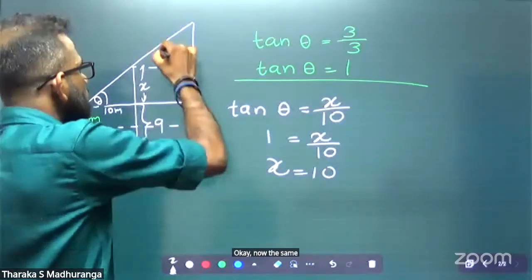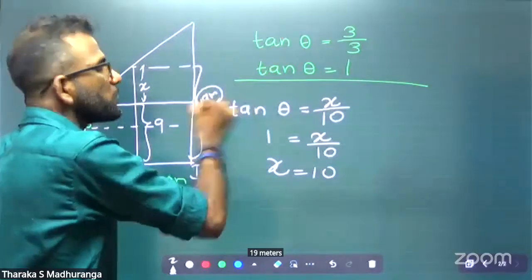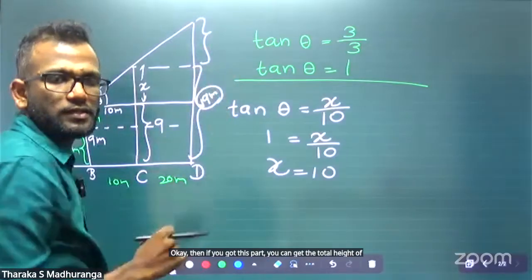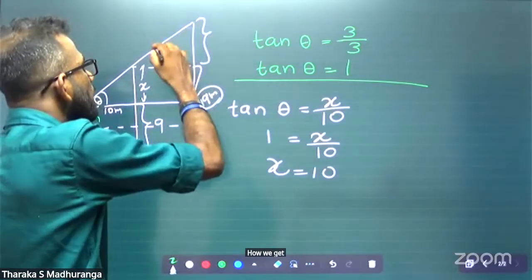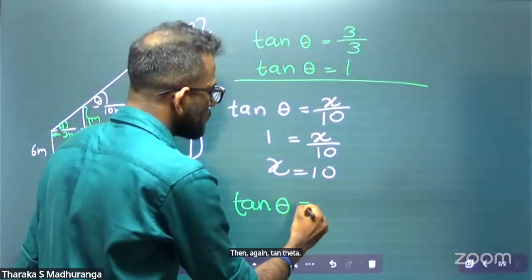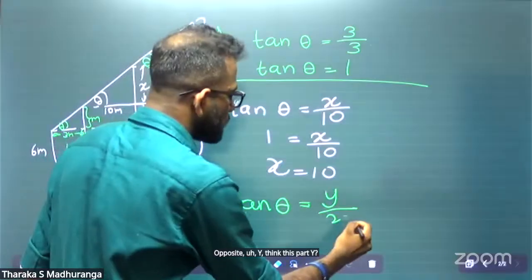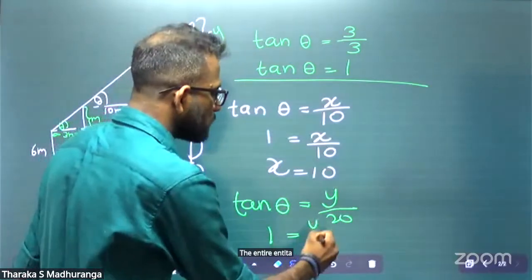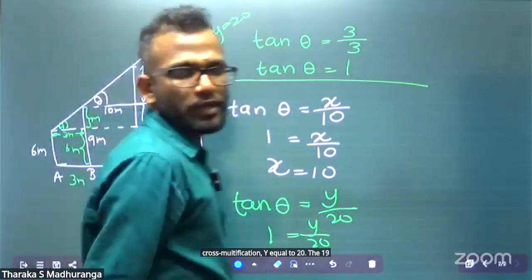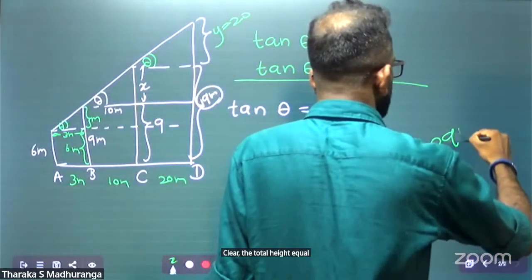Okay, now the same thing up to this level. What is the height? 19 meter is up to this level. Then if you get this part, you can get the total height of D. How do we get this small height? Again tan theta: opposite, think this part y, over adjacent 20. Then tan theta equals 1, so y over 20. Cross multiplication, y equals 20. Then 19 plus 20 is 39. Clear? The total height of D equals 39 meters.